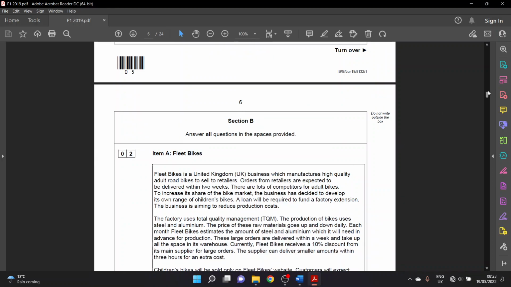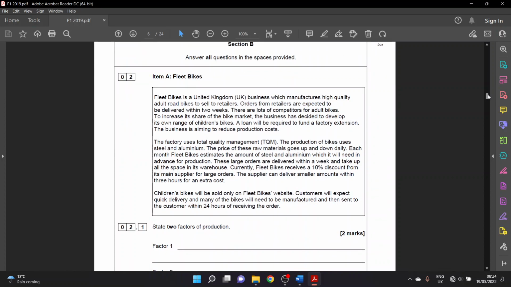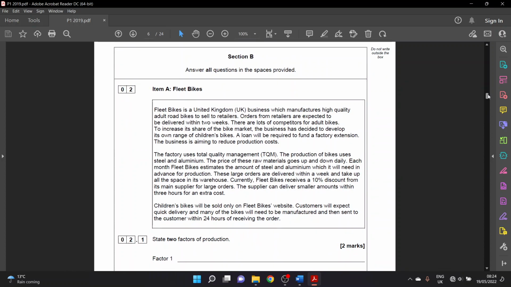So the rest of the exam is case study based. So it's really, really important that you read the case study carefully. How the examiners make the exam is they decide what topics they're going to assess, then they write the questions, then they write the case studies to help you with the questions.